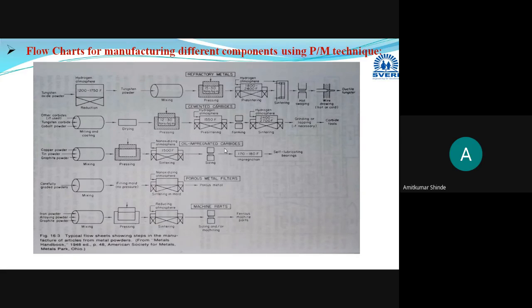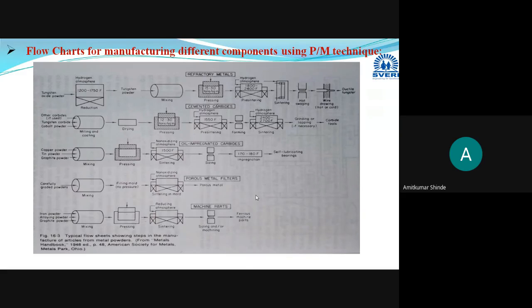Sometimes there may be some addition of a few extra processes that I will explain with the help of the charts. These charts I have collected from a reference book. These charts are not available in the standard book. For getting these charts you have to refer to Physical Metallurgy by Avner. In that book you will find this chart. I have taken this picture from that book only. Now the question will be like this. They will give you the name of the component, suppose self lubricating bearing. You have to explain the manufacturing of the self lubricating bearing using the powder metallurgy technique with the help of flow charts.